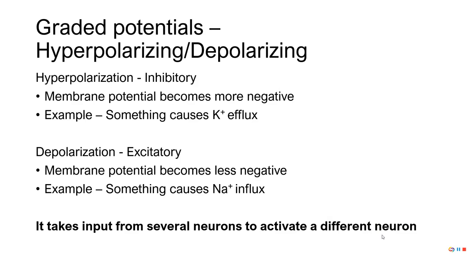And with these graded potentials, they can either be hyperpolarizing or depolarizing. Hyperpolarizing, or inhibitory, they do something that causes membrane potential to become more negative. Depolarizing, or excitatory, they cause membrane potential to become less negative, getting us closer to threshold. It's also important to know that it takes several neurons to activate a different neuron. One neuron doesn't have a strong enough ability to cause an action potential in a second neuron. It usually takes, they estimate, at least 40, I think is the number I last heard. And that's how our nervous system review is going to end.